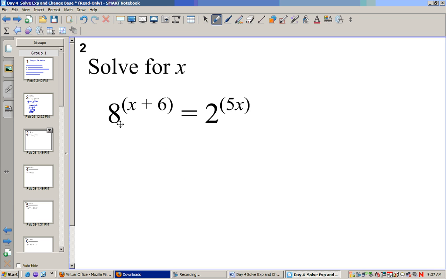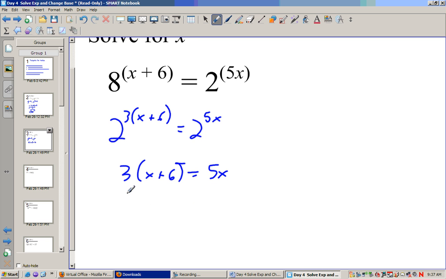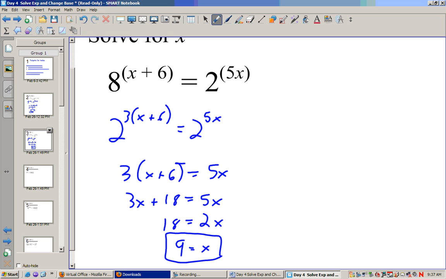All right, hopefully you're done. 2 to the third power is equal to x plus 6, and this is just 2 to the 5x. Since we have the same base, these exponents must be equal to each other. So now I distribute over the parentheses. So this would be 3x plus 18 is equal to 5x. Subtract 3x on both sides. So this would be 2x, and now x will just equal 9.